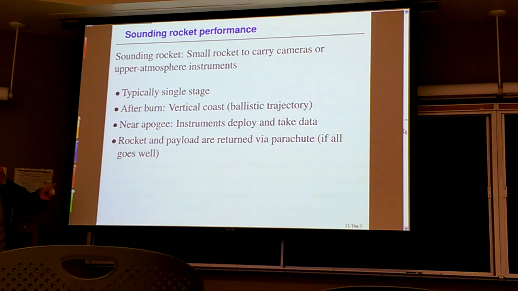Now, again, if you're going up and straight down, then you would tend to impact the Earth supersonically, which is not so good for returning equipment with recorded scientific data on them. So there's some kind of recovery system, typically a parachute of some kind.